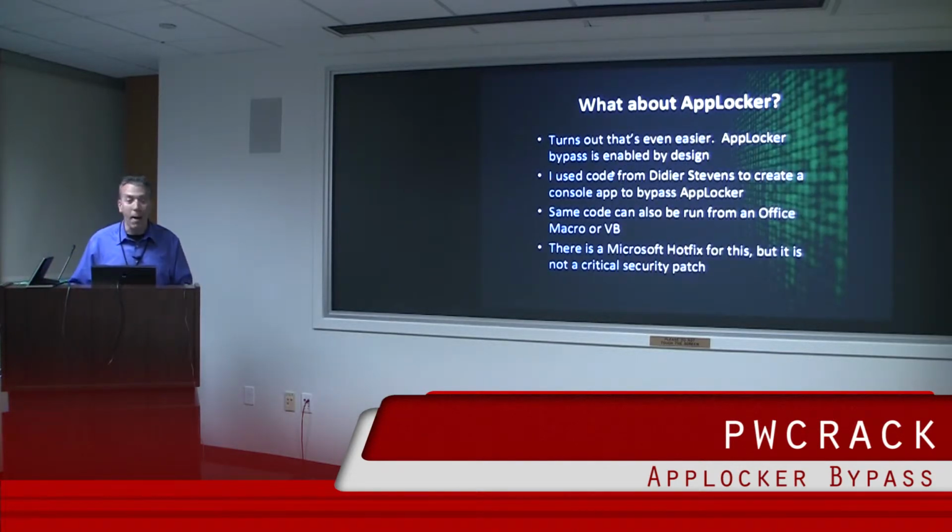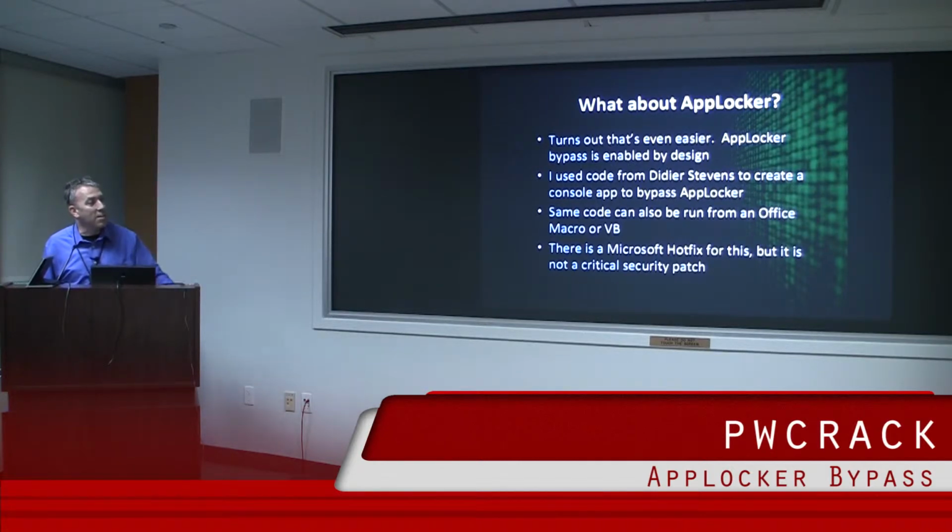So then obviously, well, what about AppLocker? It turns out AppLocker is even easier to bypass. They have a problem with installing new software if AppLocker is enabled. So they created a way to install software in an environment where AppLocker is enabled, and they just said to the installer, just use this code here to bypass the AppLocker. So it turns out, well, we can use that too, and the same thing could be run. I created a console app that does that. You could also run it from a Microsoft Office macro, VB, anything. I'll demo all of this.